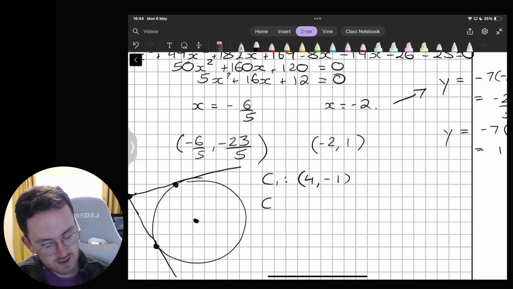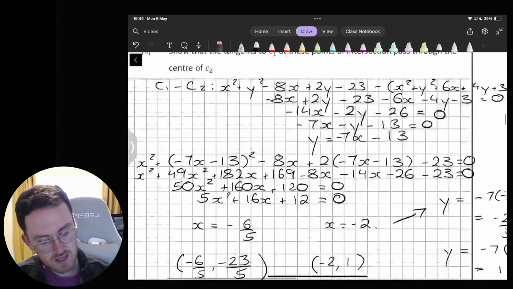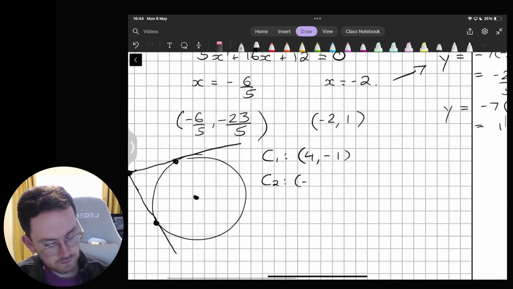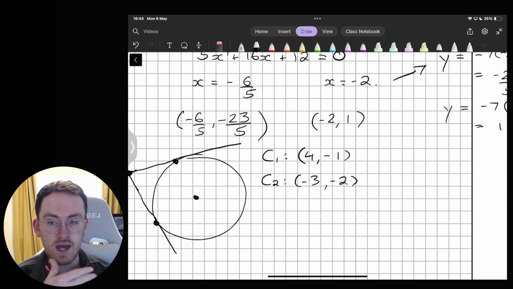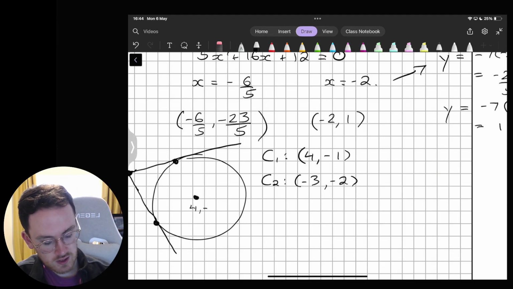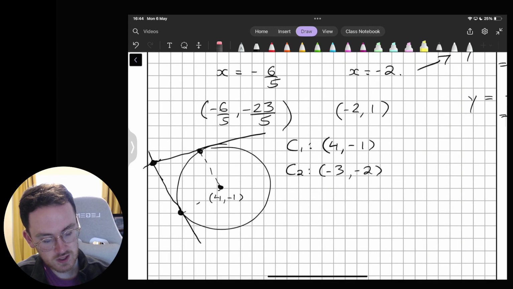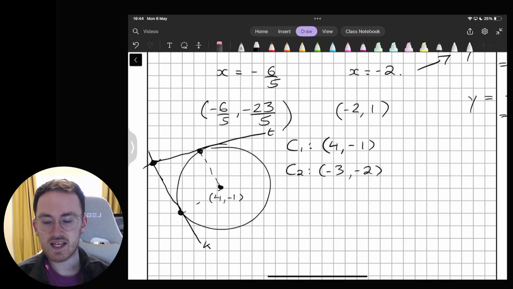Okay, looking at the second circle, the center of the second circle is minus 3, minus 2. Okay, I can also find the radius of both of these as well. We're just going to see if I actually need to find the radius of both of these. So what I'm looking for is, for this circle with center 4, minus 1, I need to find the equation of both of these lines that I've drawn here. So we can give them both a name. We call this one maybe T, and call this one K. So I want to find the equations of T and K.